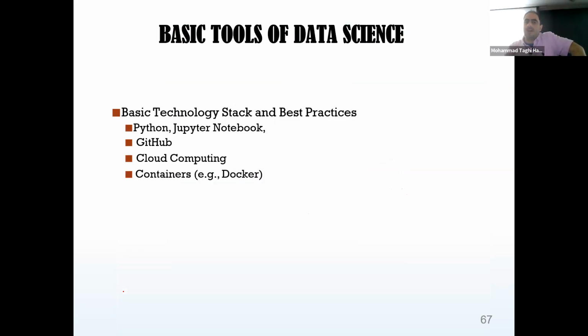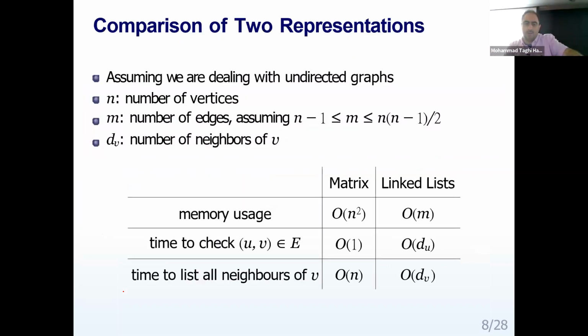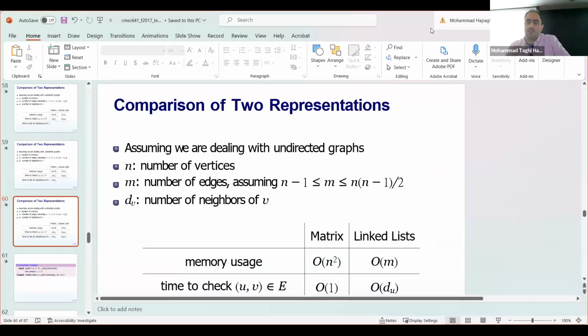And we will talk a little bit about other basic tools, like GitHub, cloud computing, containers. We will give the high level. Again, you can always get more details from ChatGPT, and even implementation of that, because you can ask and get results from ChatGPT. Good. So I think I will finish at this moment, and then we will continue next time.